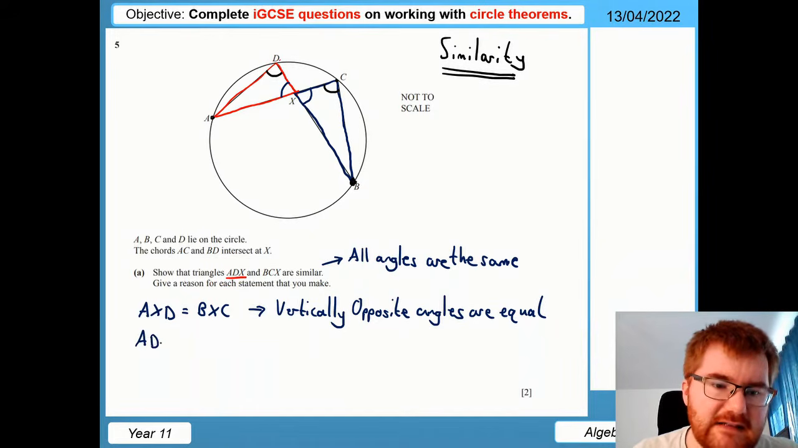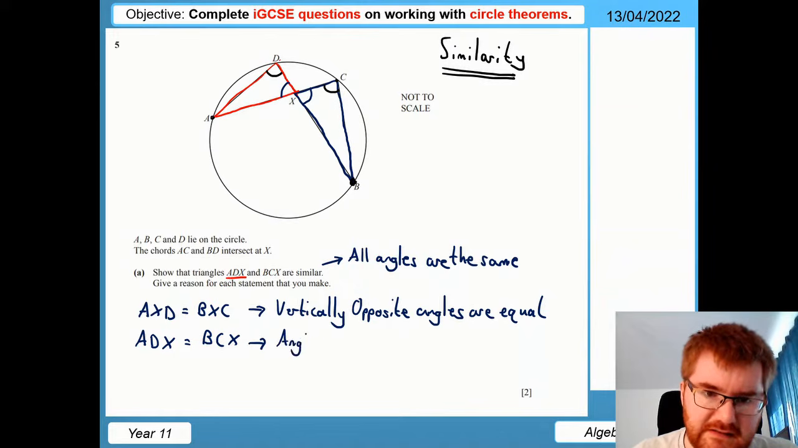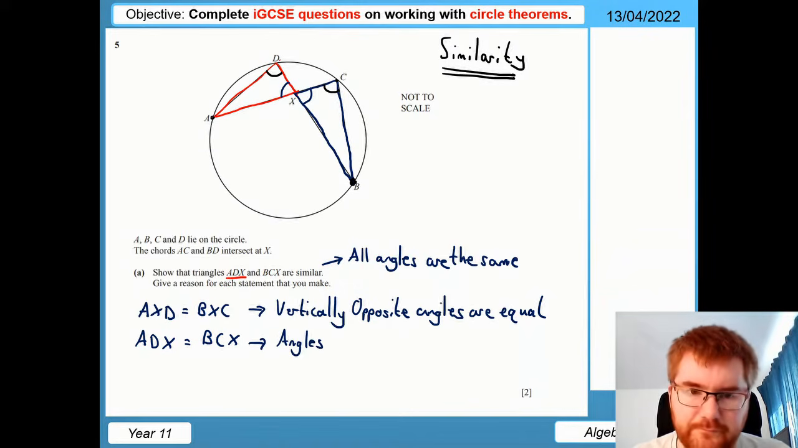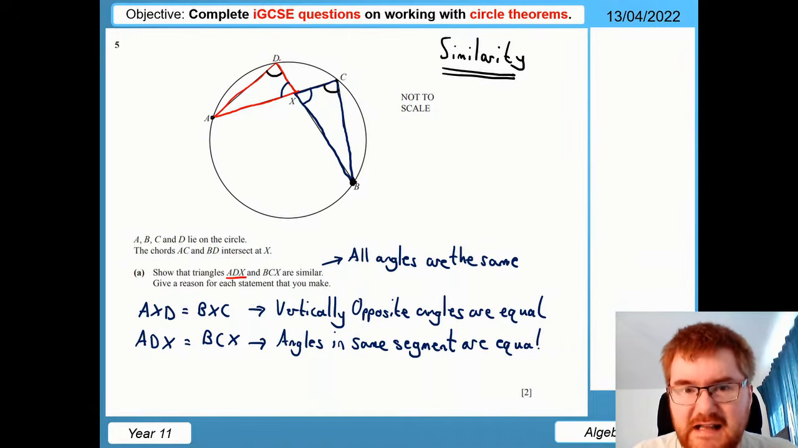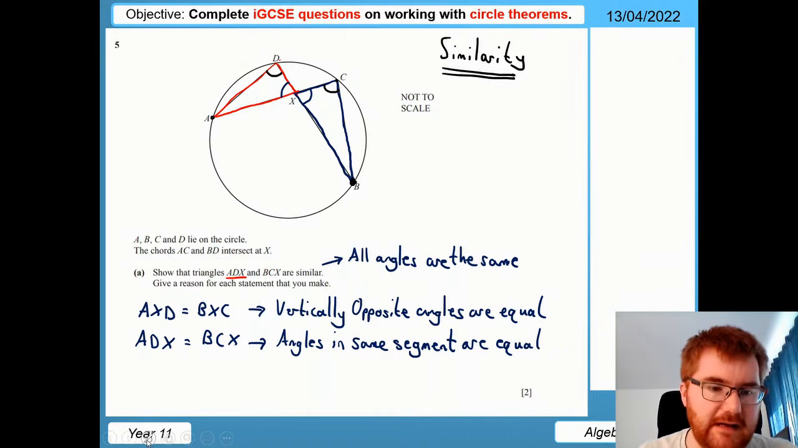ADX is equal to BCX. Angles in same segment are equal. A lot of writing in this question. Feels like a science exam really, doesn't it? Same segment are equal.